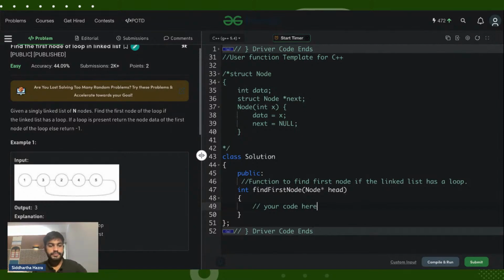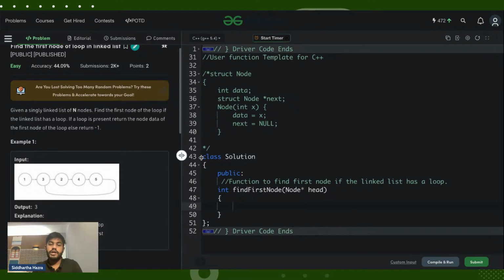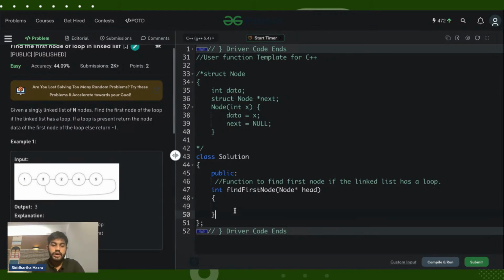Okay, so now we would say that if the head is equal to null, we return -1. Let's suppose there are no nodes at all. What to do in that scenario? We can't do anything to be honest. So we say that if head is equal to null, return -1.